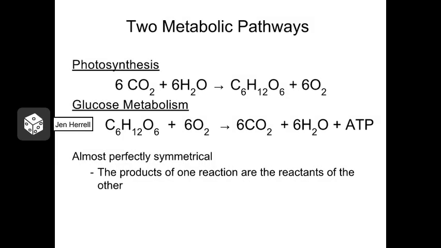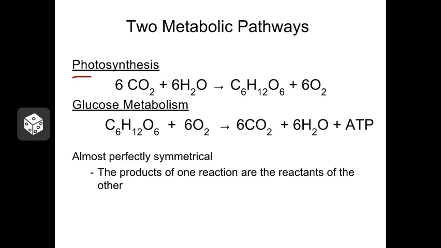In this chapter and the next, we're going to discuss two metabolic pathways that are especially important to living cells: photosynthesis and glucose metabolism, which is also known as cellular respiration. Both of these pathways are especially important because they have to do with energy, how cells get their energy, and how they use their energy.